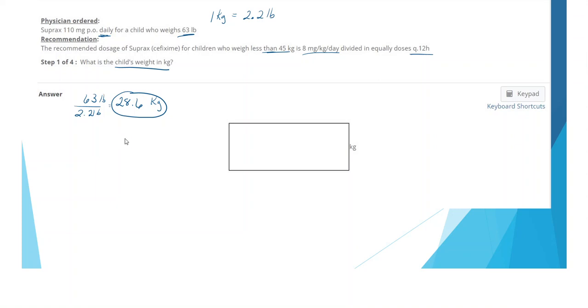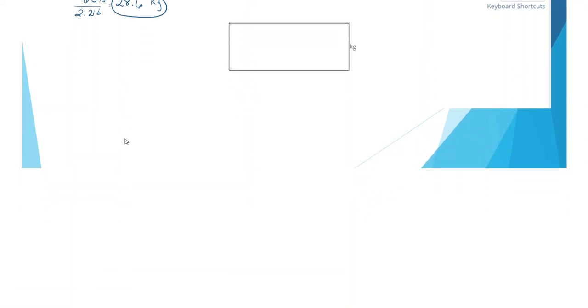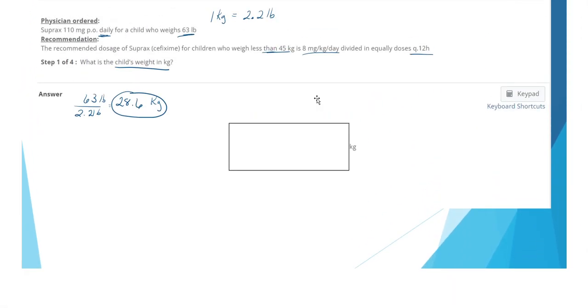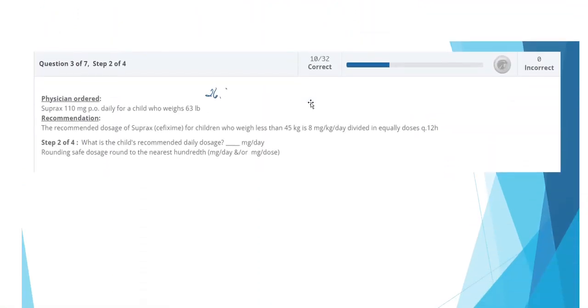All right, so let's move. Remember the 28.6 kilograms. Let's move on to the next slide. Again, I'm going to write this down before I forget it. The 26.6, I wrote that wrong. It's 28.6. So 28.6 kilograms is the child's weight.